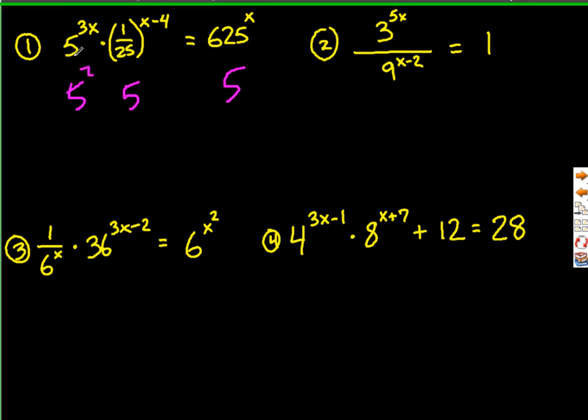5 to the first power, so that didn't change. This is 5 to the negative second power, so that becomes negative second power. Everything else stays the same. Equals 5 to the what power gives you 625? That's 5 to the fourth power.